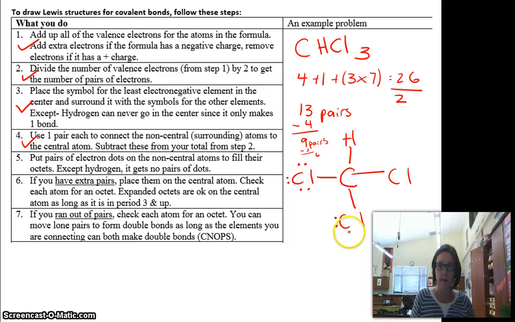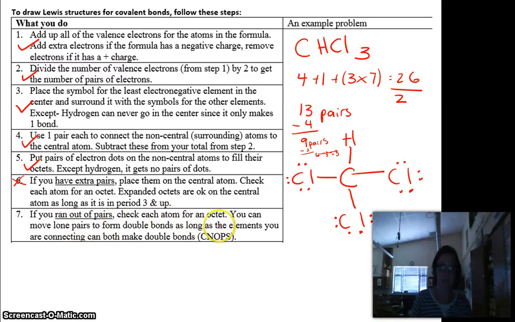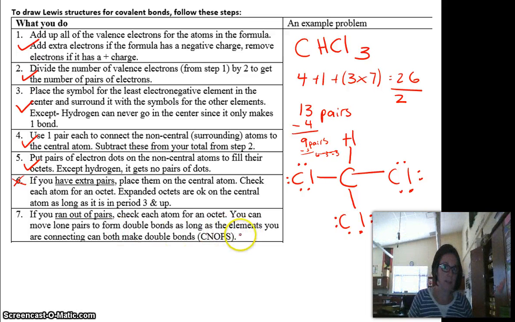So I've got 6 pairs left. Let's do 1, 2, 3. That takes 3 out, leaves me with 3 left. So 1, 2, 3. And now I'm out of pairs to give. That's step 5. I don't have extra pairs, so I don't have to do step 6. I did run out of pairs, so I have to check each atom for an octet, and then I can move electrons if I need to.